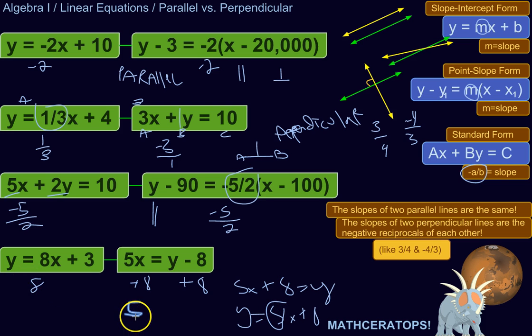8 and 5 are not equal, and they're also not negative reciprocals of each other. So these lines just cross somewhere. There could be a symbol for that, but I don't actually know what it is offhand. These lines intersect. They're not parallel and they're not perpendicular. They're just normal intersecting lines. All right, there you go.